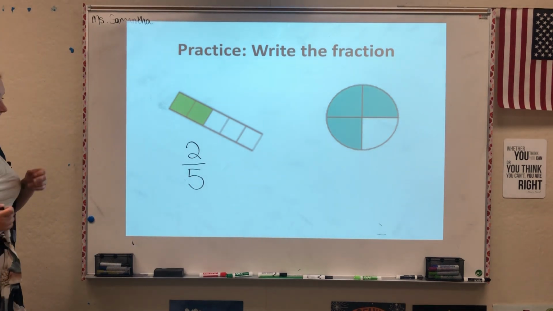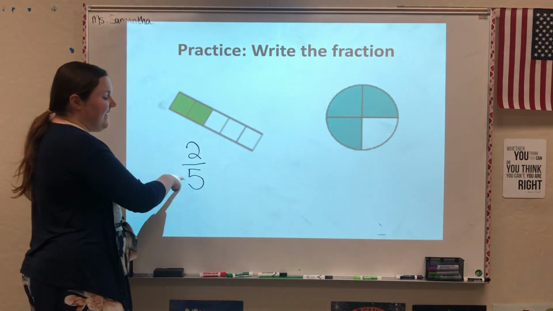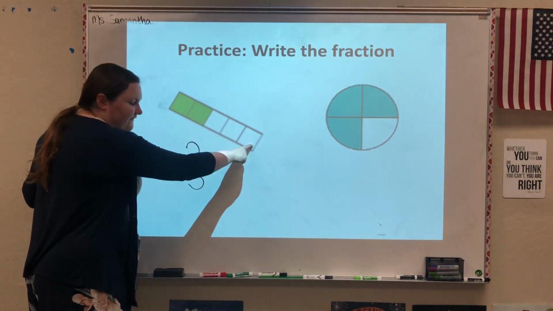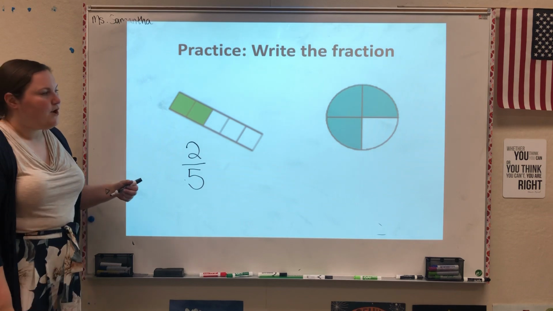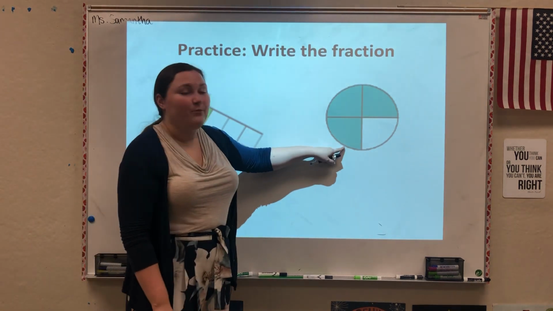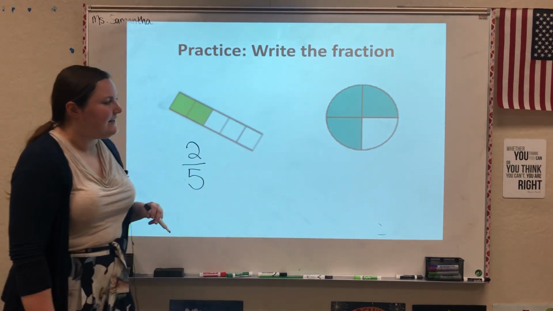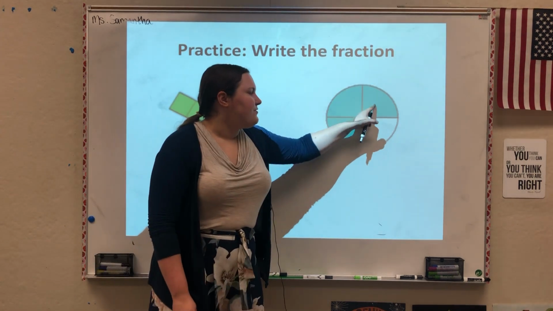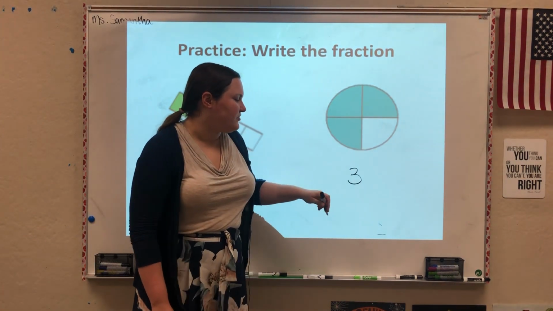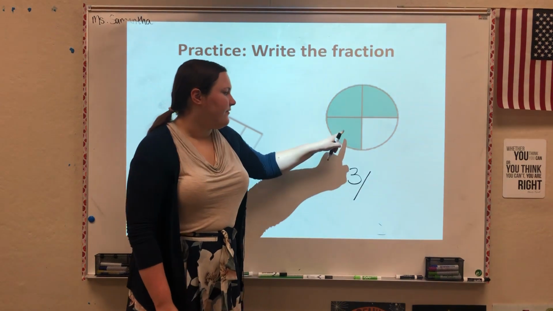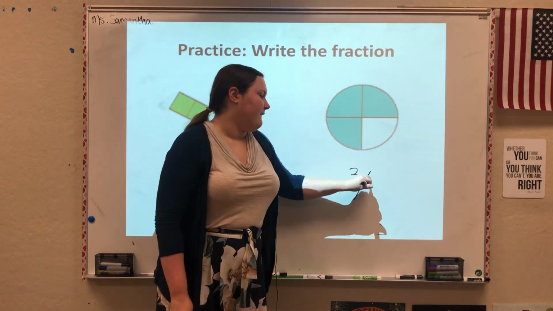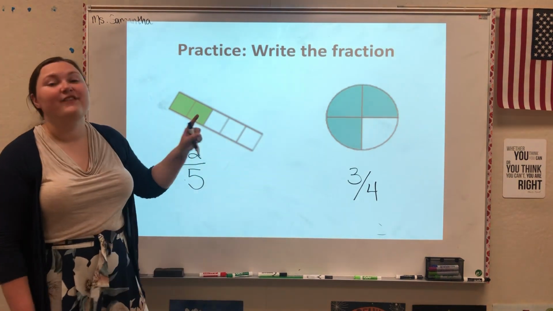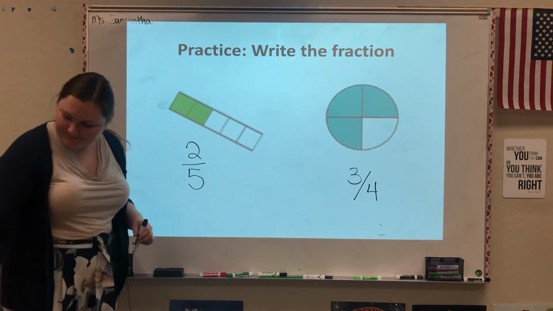Another way you can think of it is it's saying 2 of the 5 parts are shaded. 2 of 5 are shaded in. Go ahead and try this one here for me. What fraction of this circle is shaded in? Well, I see 1, 2, 3. There are 3 parts shaded of 1, 2, 3, 4 total parts. So we can say 3/4 of that circle is shaded in.